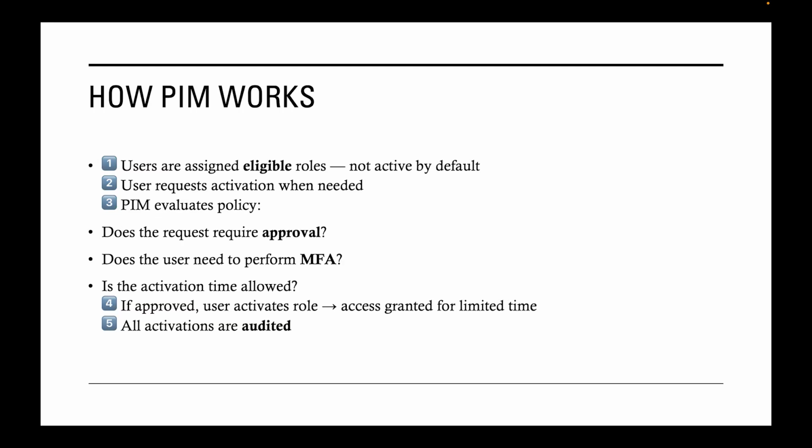So how does it work? Users are assigned eligible roles, not active by default. Users request activation when needed. PIM evaluates policies. Does the request require approval? Does the user need to perform MFA? Those might be some of the options that you would apply to your PIM role settings, and we'll talk about PIM role settings in a later video. Is the activation time allowed? If approved, the user activates the role, and access is granted for a limited time. All activations are audited, and that's very important because of compliance reasons.